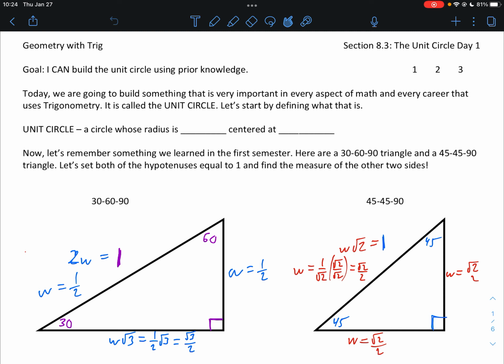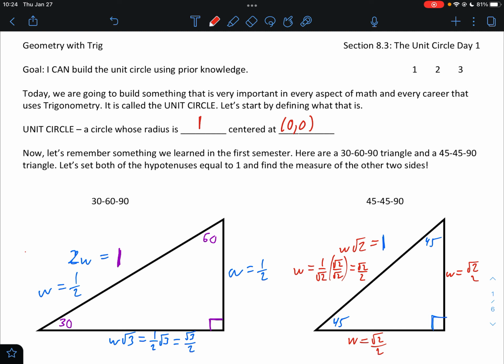Well, a circle is just a circle that we've learned earlier in this year. But the word unit in front of it means that the radius is 1 unit. Okay, so it's a circle whose radius is 1, and we center it at the origin. We center it at 0, 0.